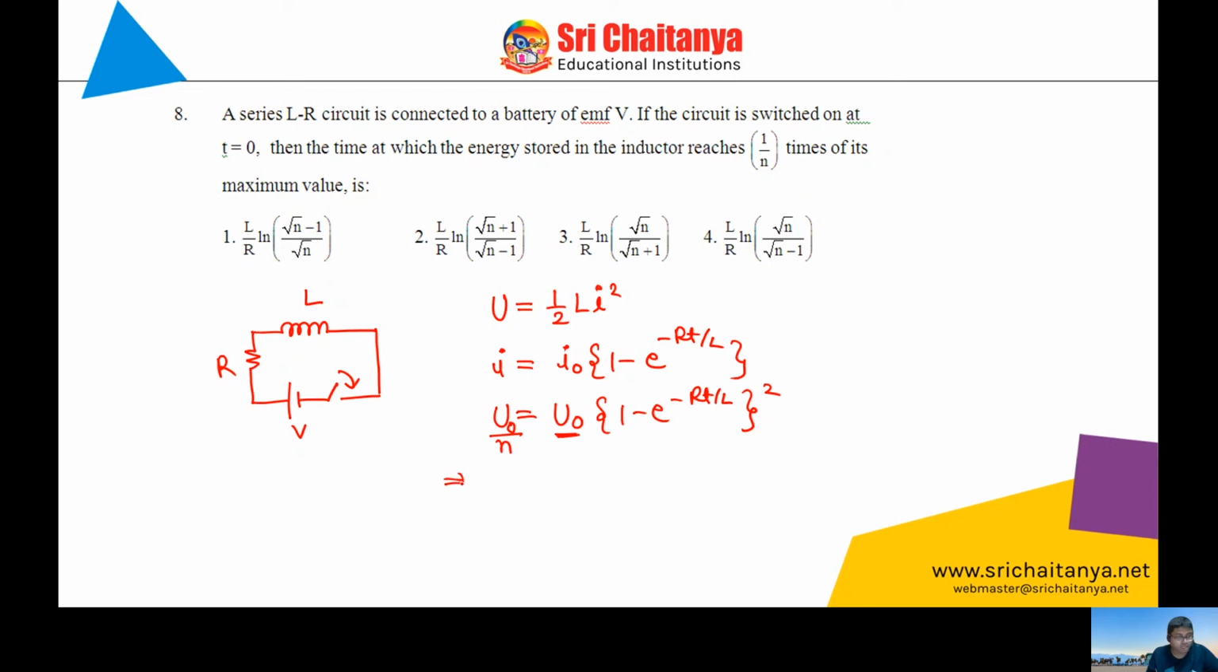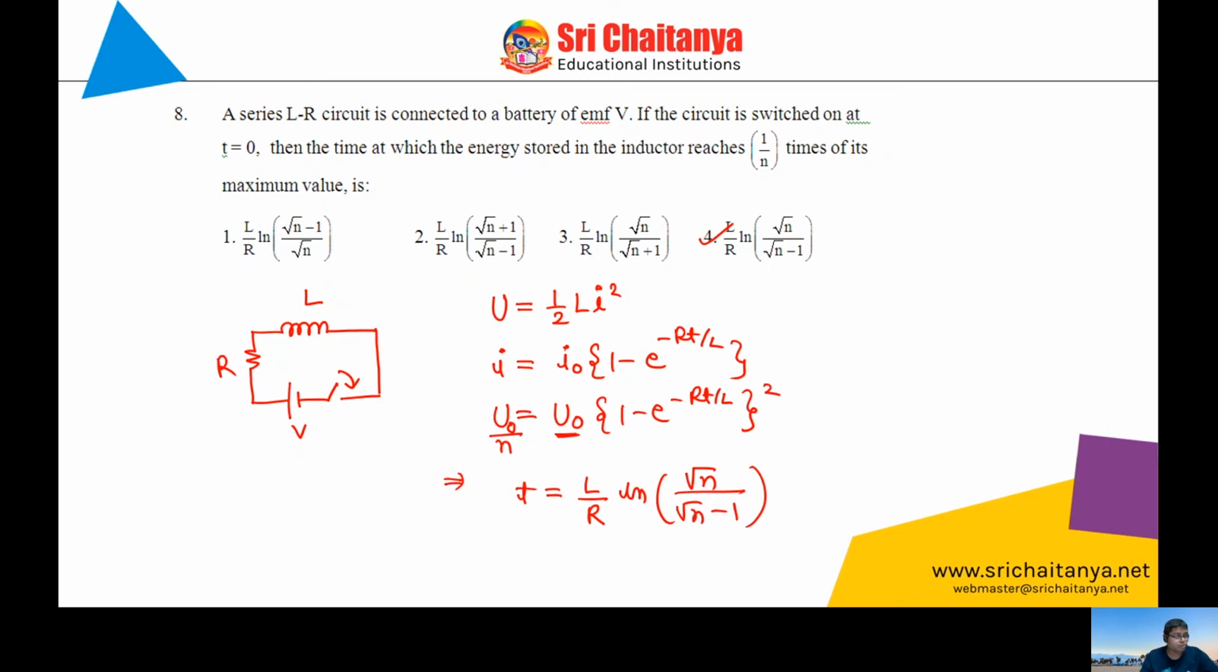And you just have to simplify that expression, and simplifying that you will simply get T is equal to L by R into ln of root n upon root n minus 1. Okay, so which option are we having here? That is option number 4 is true, right? So that is question number 8.